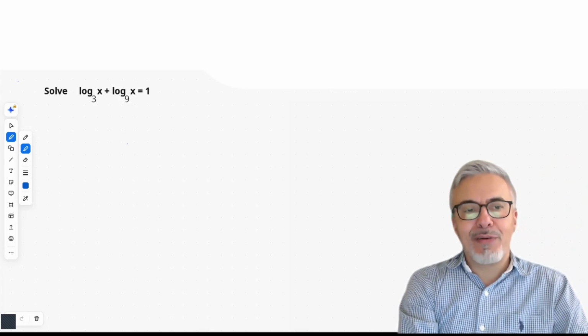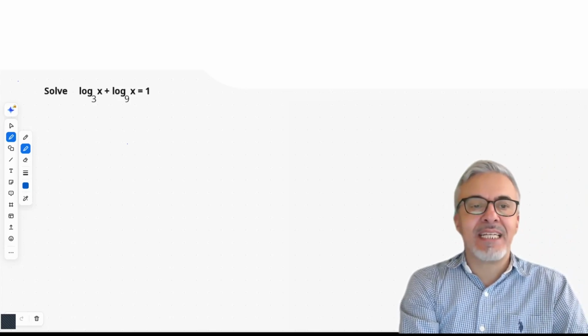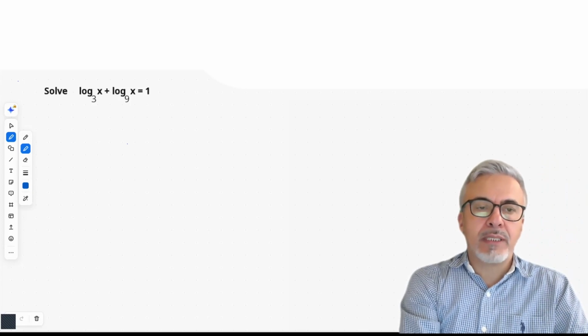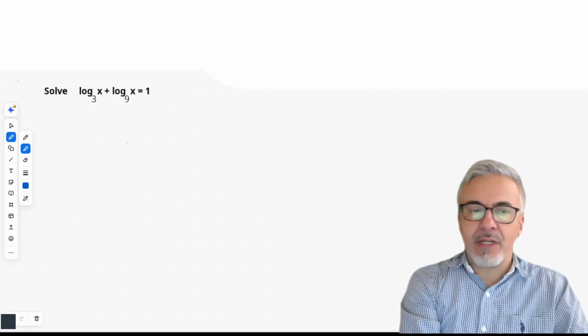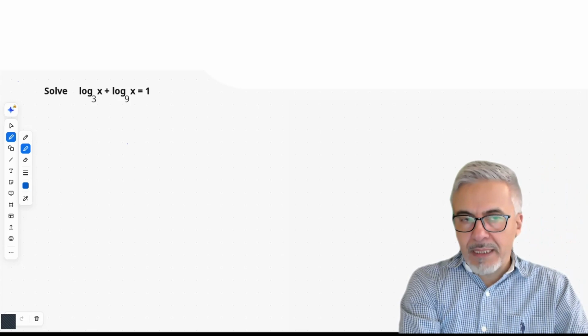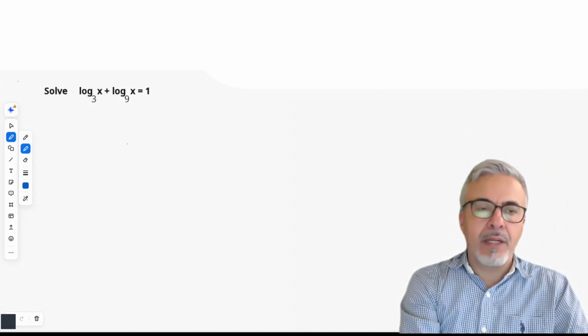Solve log base 3 of x plus log base 9 of x equals 1. What you notice here is the two bases are different. But you know what? We could make them the same because 3 and 9 have something in common.